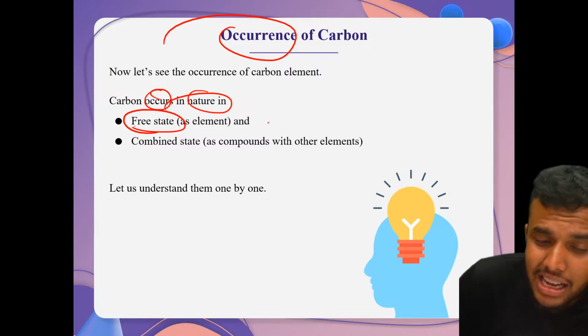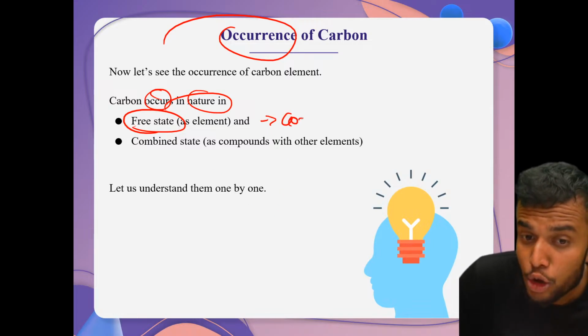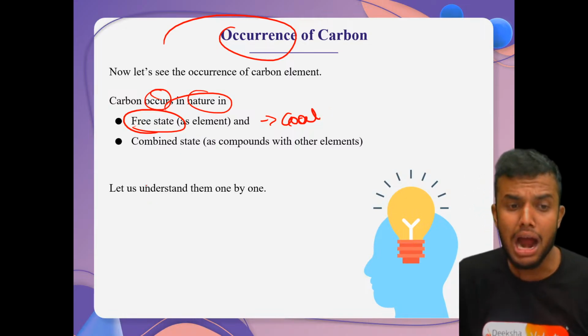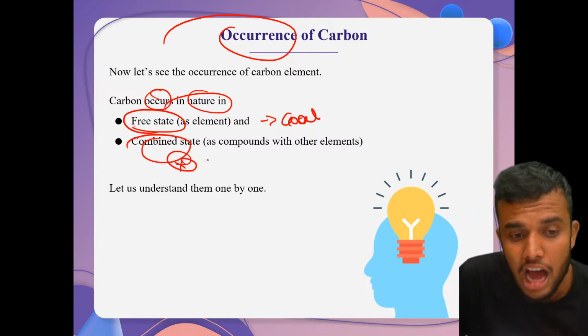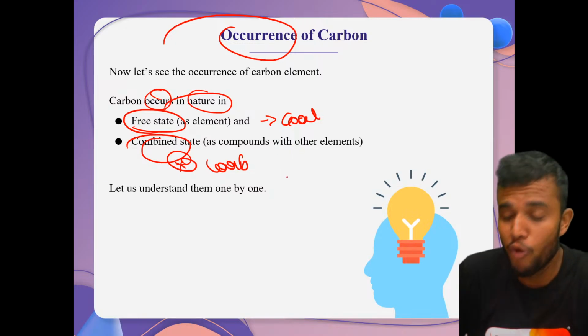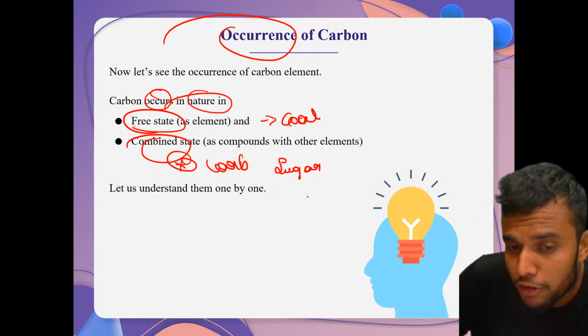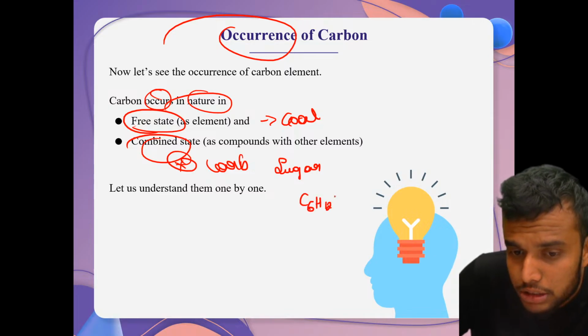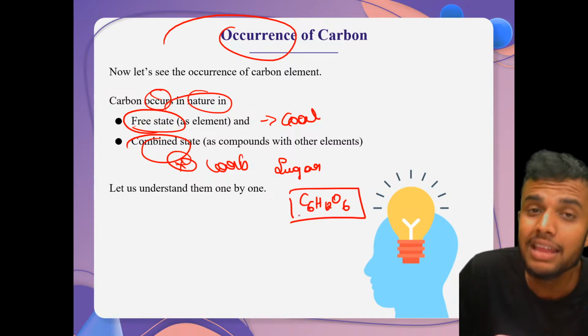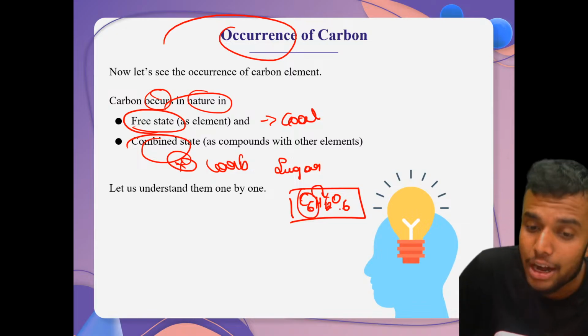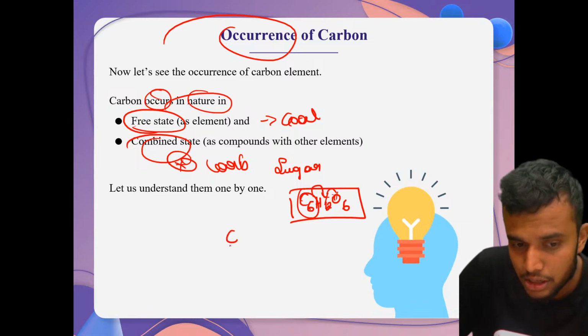Similarly, carbon occurs in the free state as coal, petroleum, and other things. And also in the combined state, minerals, students, carbohydrates. For example, what is the molecular formula of sugar? The molecular formula of sugar is C6H12O6. In this, carbon forms bonds with hydrogen as well as oxygen. The sugar structure looks like this, students.